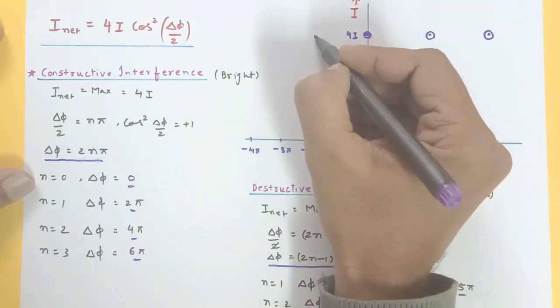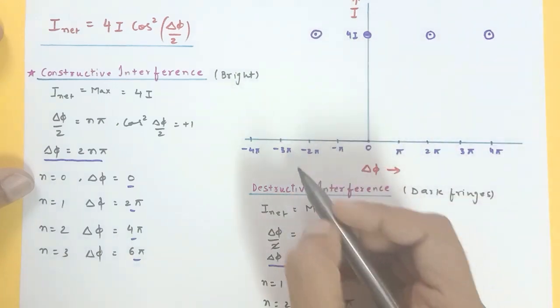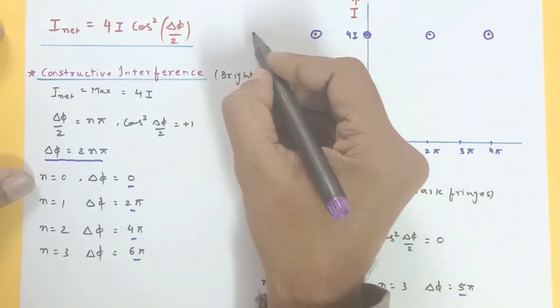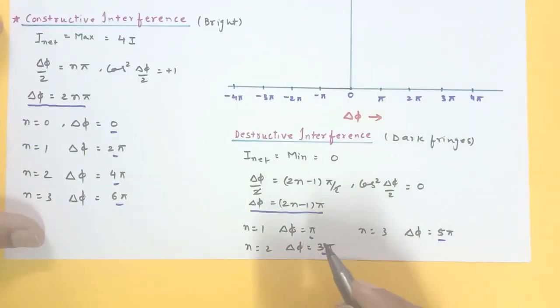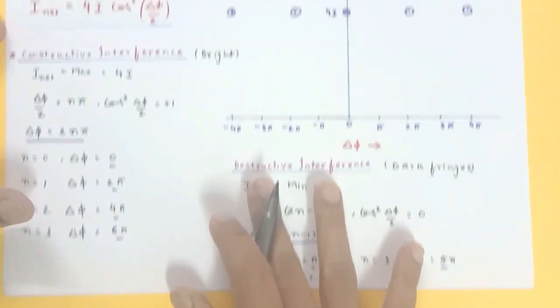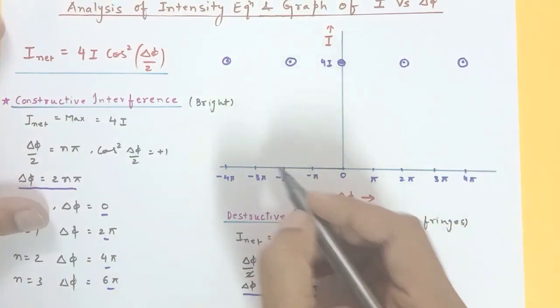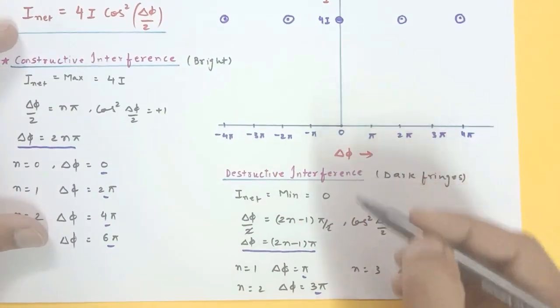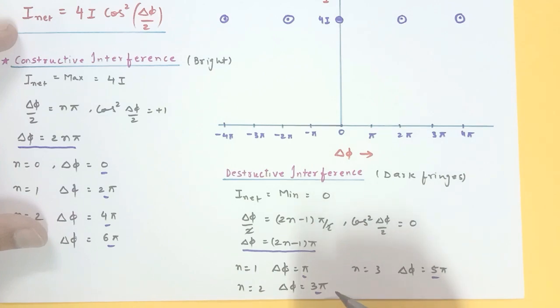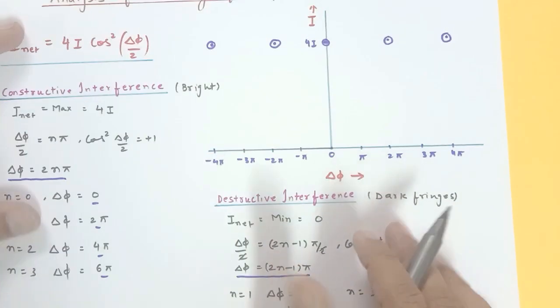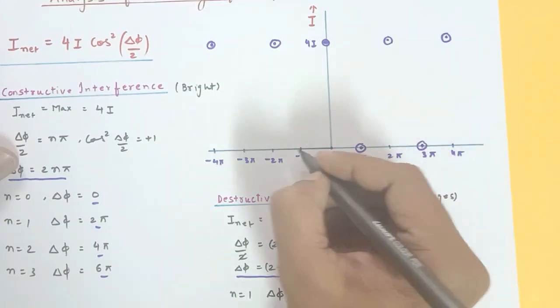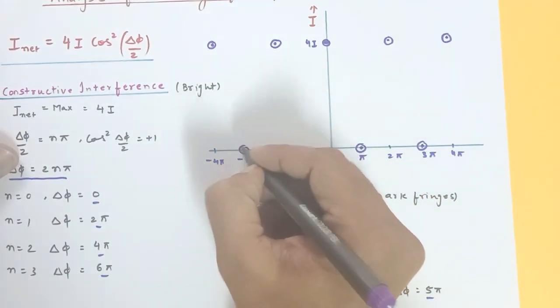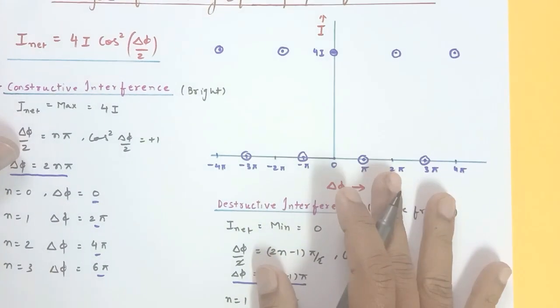In the same way, at minus 2 pi also I am going to get maximum value, and at minus 4 pi also I am going to get maximum values. And in between, pi, minus pi, 3 pi, minus 3 pi, 5 pi, minus 5 pi, at all these I am going to get 0 intensity, because we are talking about destructive interference, right? Okay, so I am going to substitute the values as pi, 3 pi, then 5 pi, then minus 3 pi, minus pi. So I am ready with my points.